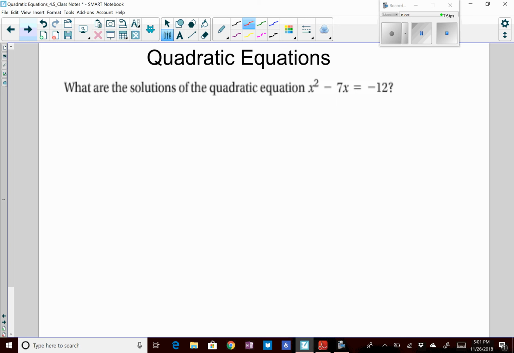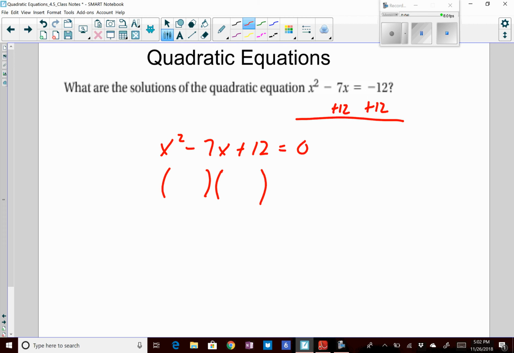Here again, they want the solutions of the quadratic equation, x squared minus 7x equals negative 12. Now, before you could work on factoring it, you want to make sure that it's in standard form. So the first thing we'd have to do to get into standard form is to add 12 to both sides. That will give us x squared minus 7x plus 12 equals 0. Again, no GCF other than 1. It's not a perfect square trinomial. A is equal to 1, so we know that in that case, set up two parentheses.